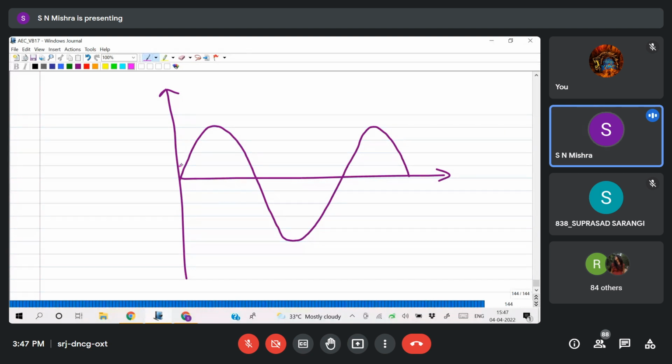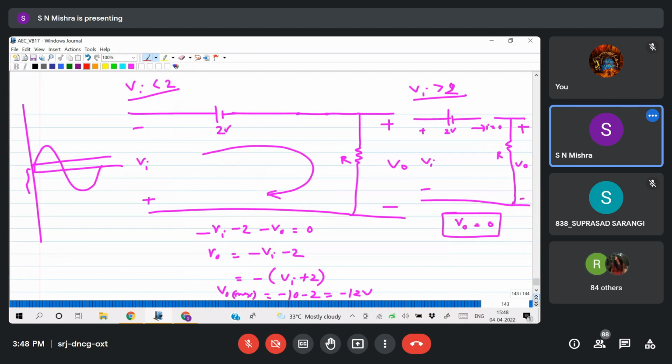First I am drawing 2 volt. So this is your 2 volt. Right? Now whenever input is less than 2 volt, this is your 2 volt, this is your 10, this is your 0, this is minus 10. All the labels are drawn. So whenever input is less than 2, output voltage is minus 12, maximum voltage, or minus Vi minus 2.